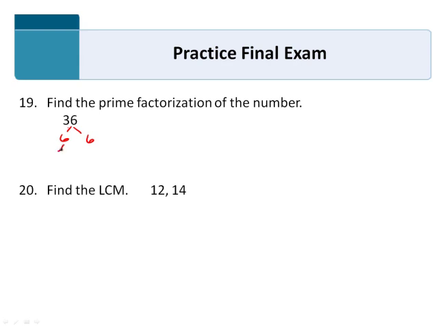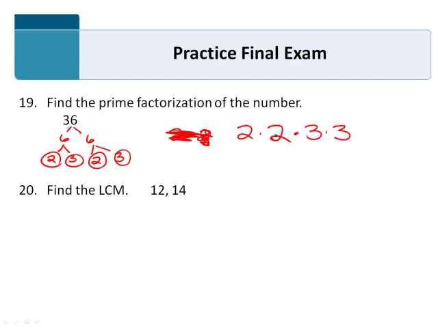Then 6 can break down into 2 and 3, and those are both prime. And the other 6 also breaks down into 2 and 3. So then your prime factorization would be 2 times 2 times 3 times 3. You don't have to put them in numerical order. You could have said 2 times 3 times 2 times 3, as long as you got them all in there. That's what's important. Okay?